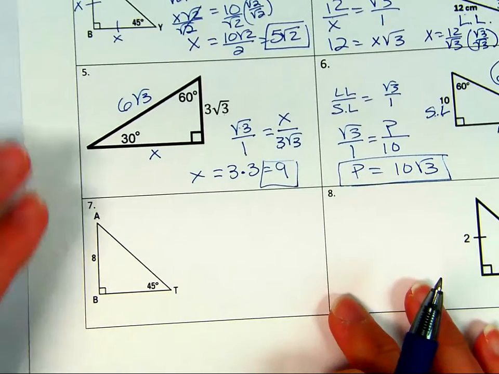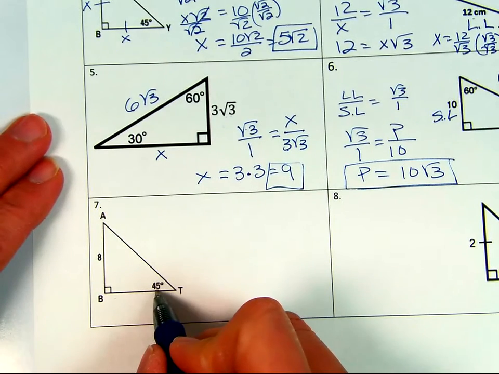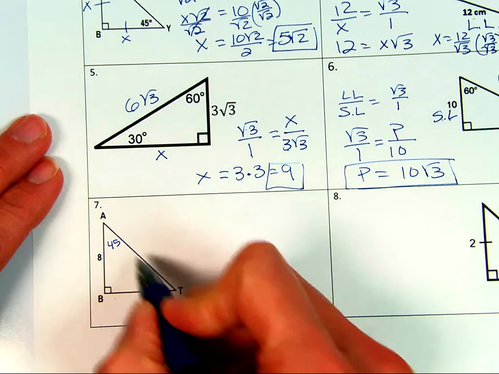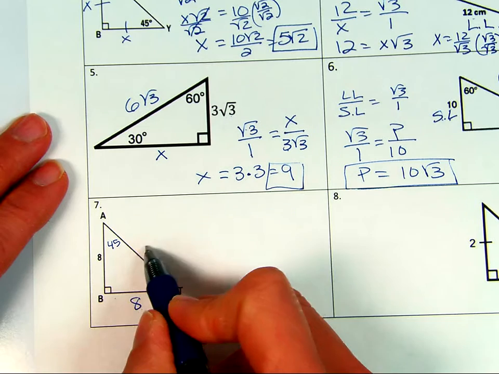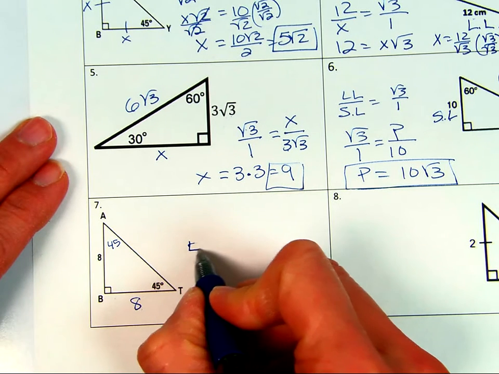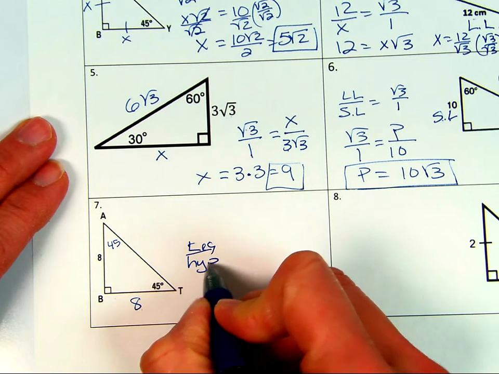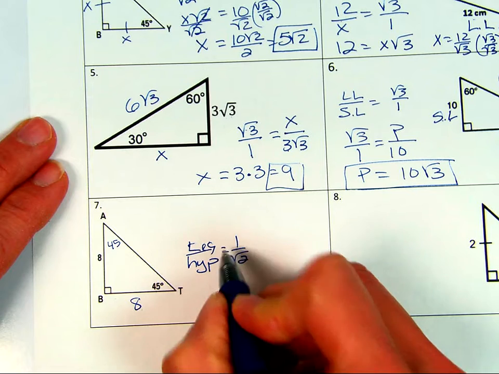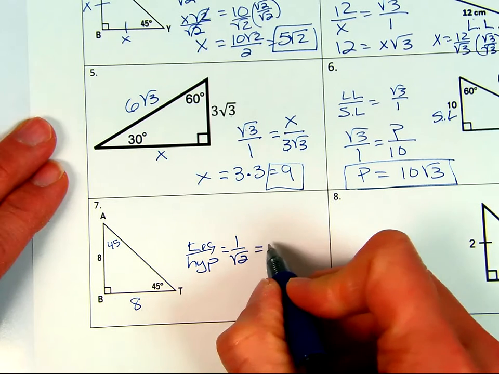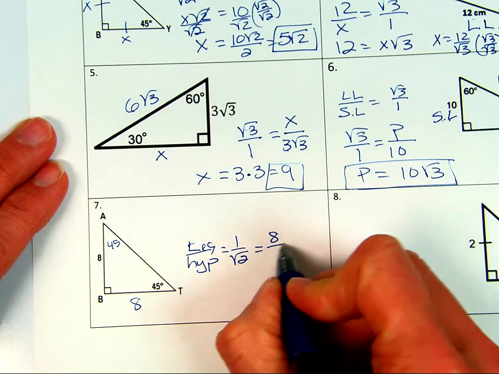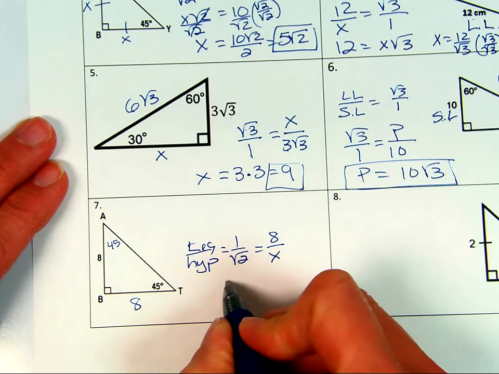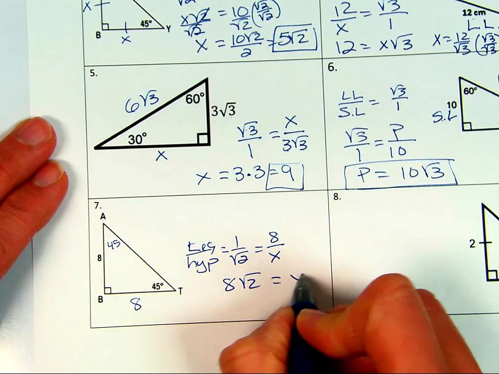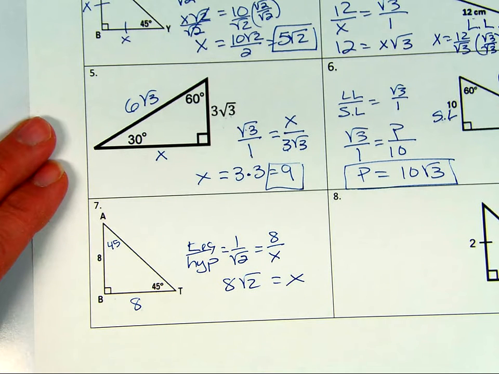Okay, 2 more. So this one is a 45, 45, 90 triangle. So this side's easy because I know it's 8, because it's isosceles. And then the ratio from leg to hypotenuse, remember, is 1 to the square root of 2. And so I say, oh, okay, well, I know the leg, and I need the hypotenuse. So we call it x. So I just get 8 square roots of 2 equals x when I cross multiply. And again, that's simplified, so there's nothing I need to do. That is the answer.